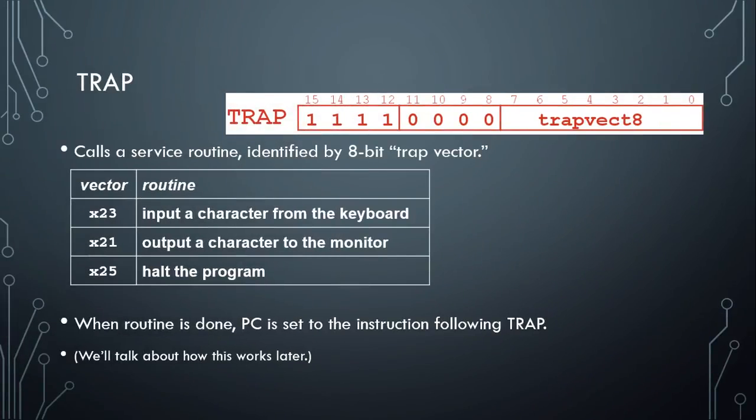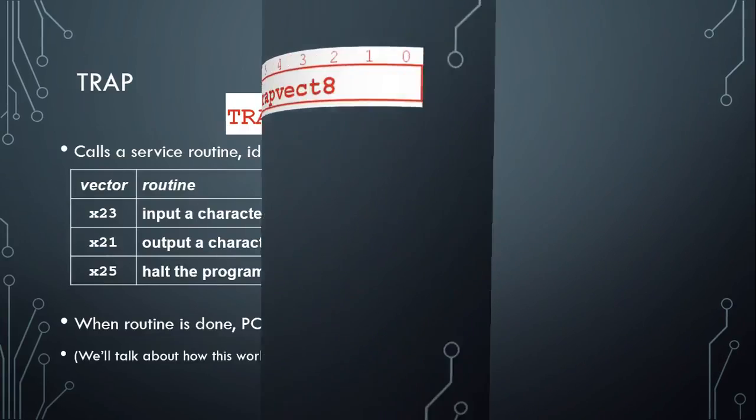All right, and lastly, let's just look at trap, which calls the service routine identified by the 8-bit trap vector. And you can see trap now is all ones. So in this lesson we saw the all zeros, and now we get to see all ones. Right. And in this vector, you have three of them. You have x23, which inputs a character from the keyboard. x21 outputs a character to the monitor. And x25, which will halt the program. Right. When the routine is done, PC is set to the instruction following trap. And we'll talk about how this works later on.